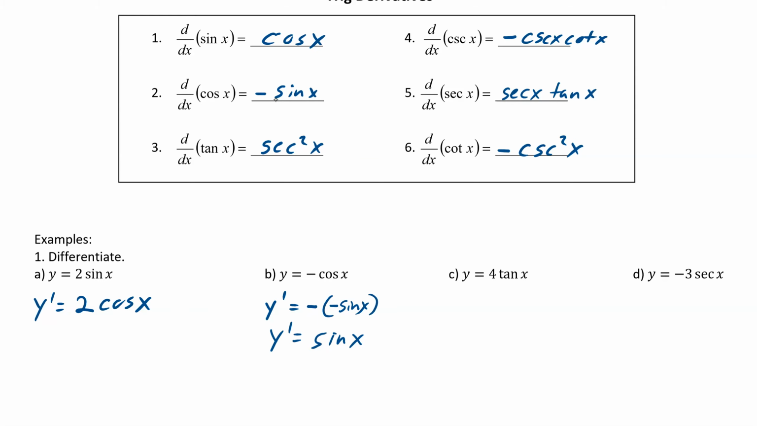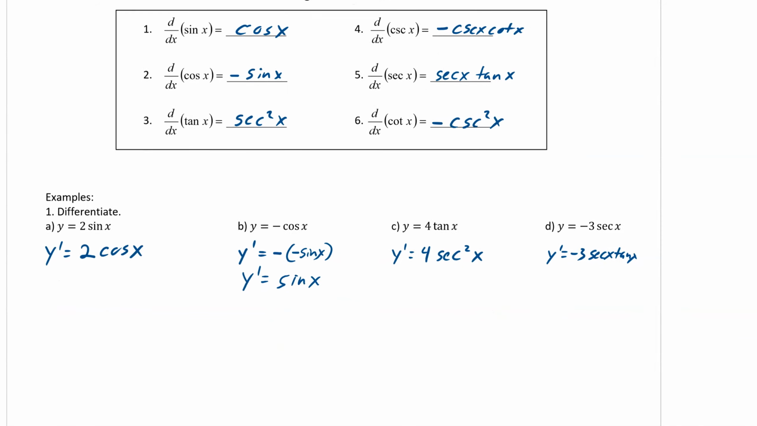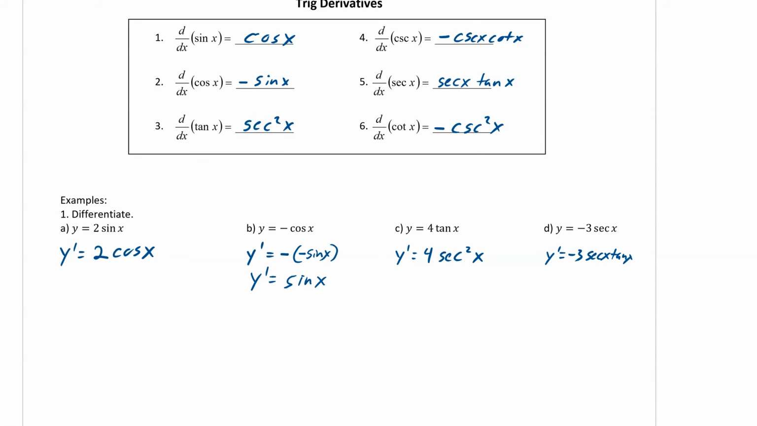And then tangent, same thing. You bring down the coefficient, and derivative of tangent is secant squared x. And then for secant, same thing. We bring down the negative 3, and the derivative of secant would be secant x tangent x. And there you have it. There is our introduction to derivatives with trig ratios.